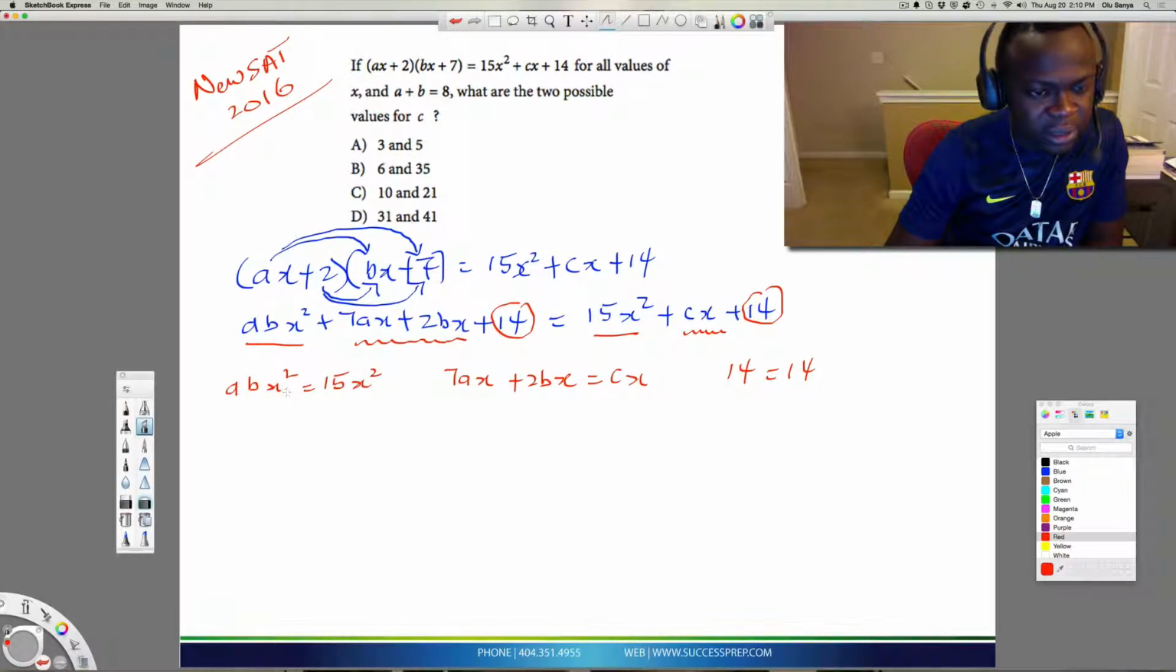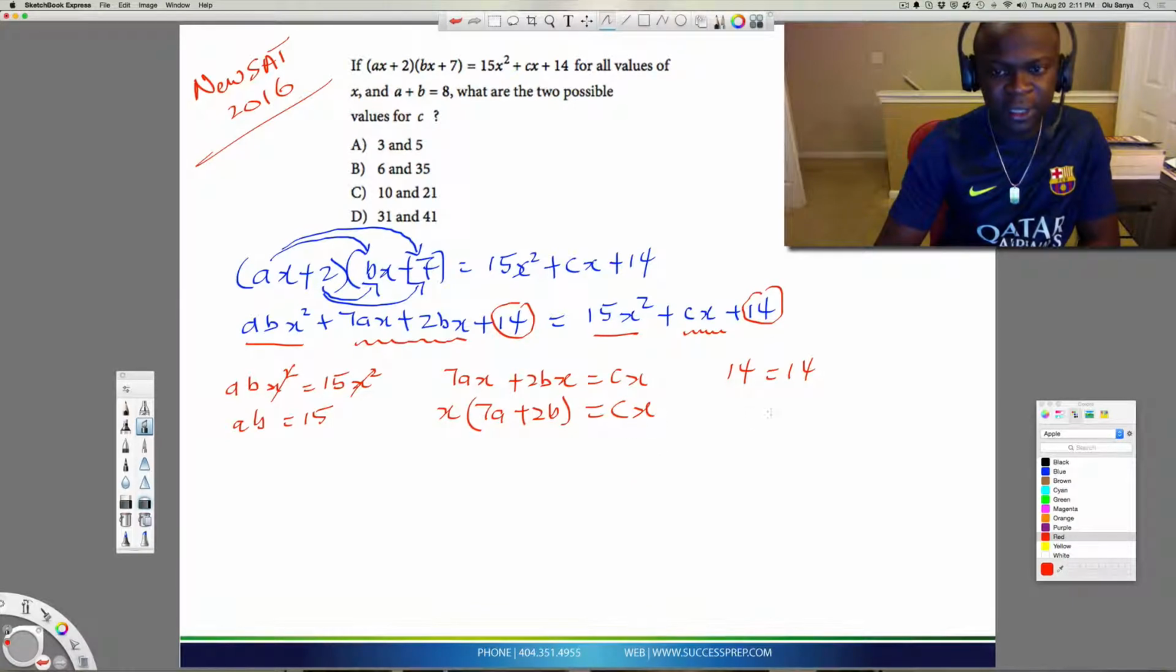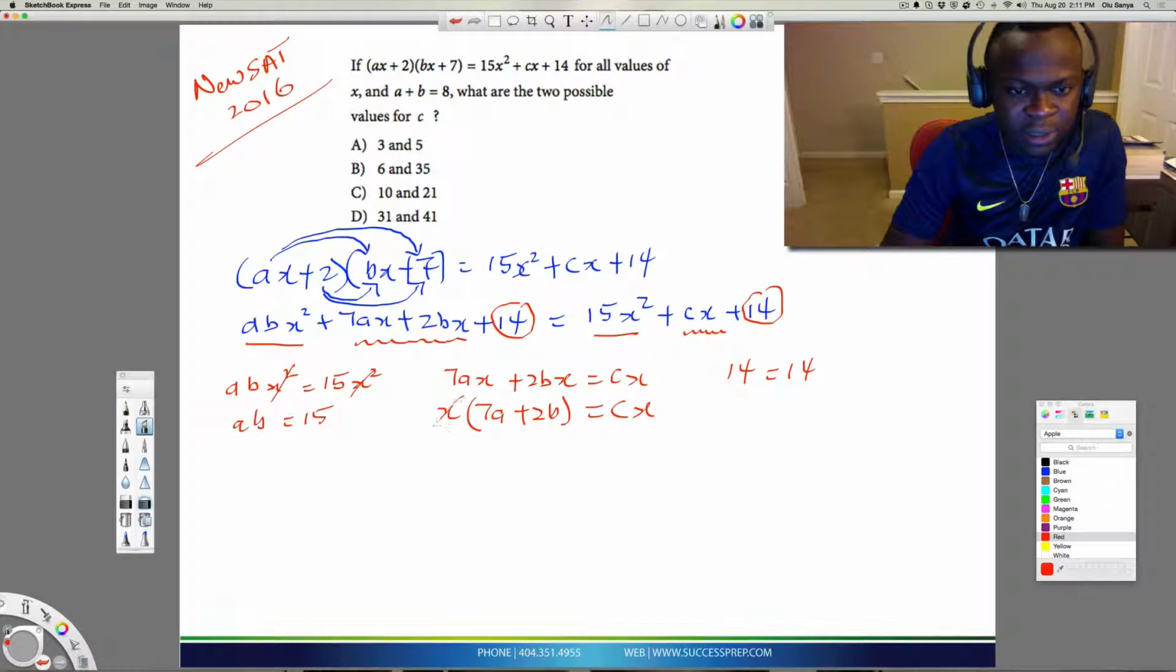All right, so based on this, do you see that if this is x squared and this is x squared, that cancels out? And so I just have ab is 15, so that we know. Now over here, the x that is common can be factored out. So we can have x factored, that's going to be 7a plus 2b is equal to cx, okay? And as you can see, the x crosses out because it's common on both sides. So essentially, 7a plus 2b is c.